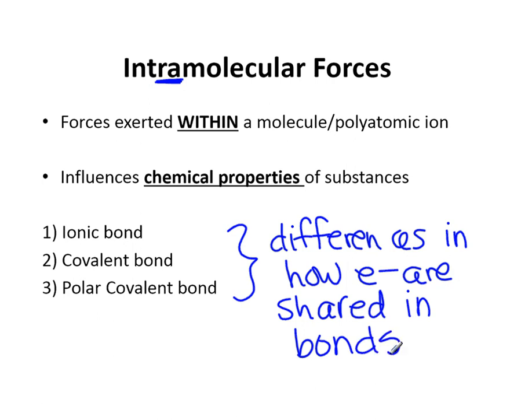And part of the reason why there's differences has to do with the type of elements involved. So remember, ionic bonds are with a metal and a nonmetal, both as ions, but your covalent ones are with multiple nonmetals, and depending on how much sharing happens, you can have little sharing or a lot of sharing taking place.